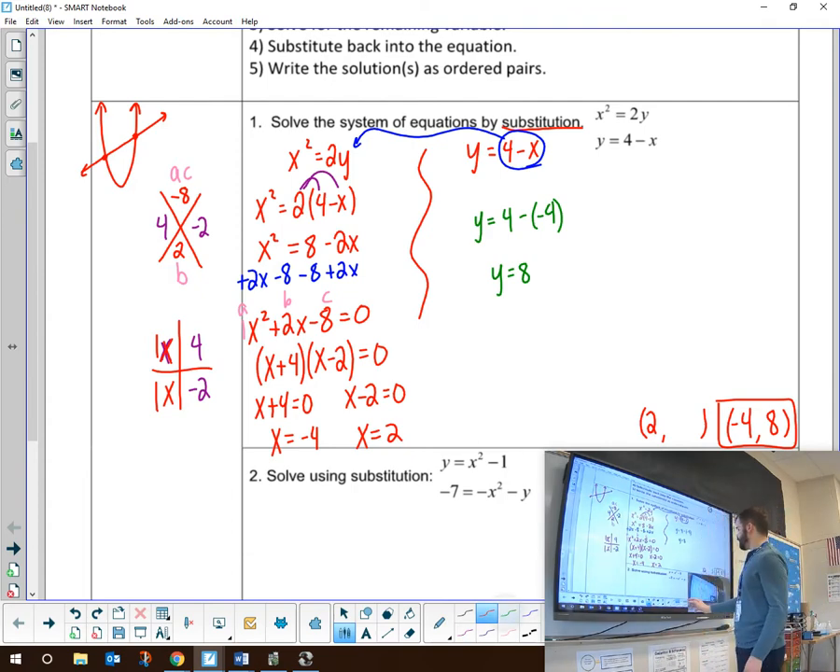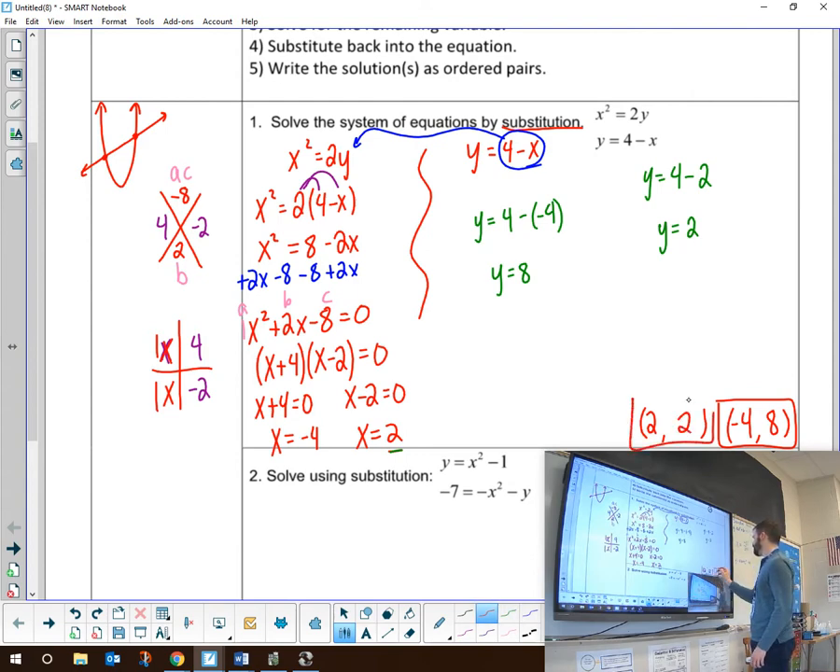Another answer is we can take this 2 and plug that 2 in over here. We can go y equals 4 minus 2. And 4 minus 2 is, of course, 2. So when x is 2, y is 2. So this one's going to be 2 and 2.